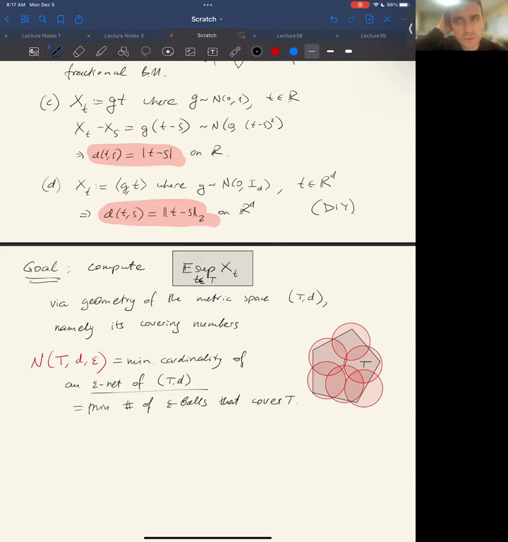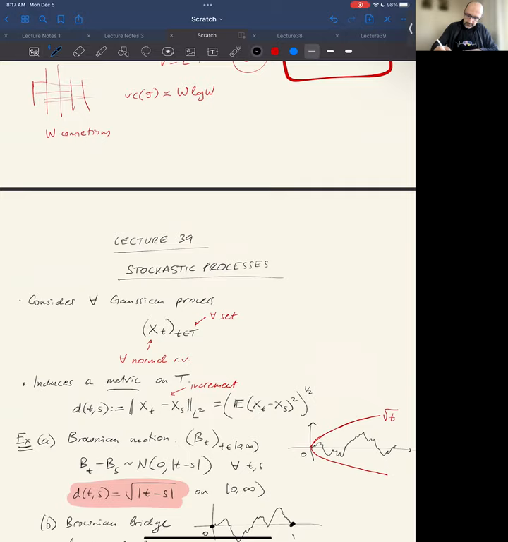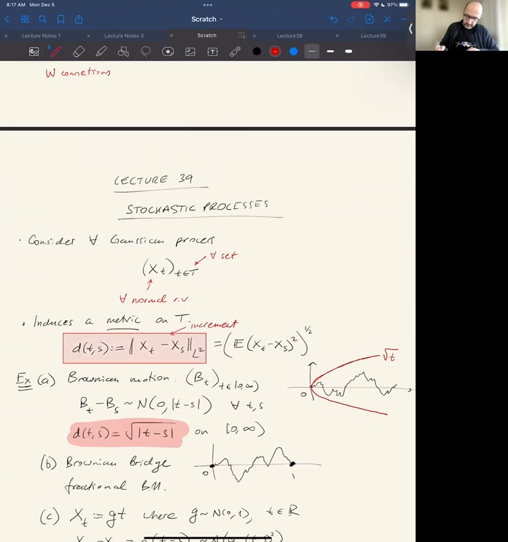I ask a question, and what is D in this context? Is it D-dimensional random vectors? No, it's the confusion with dimension. D in this context is the canonical metric. So this is how we define the metric on T. It's important to know that for the rest of this discussion, D is the metric that we induced on T.